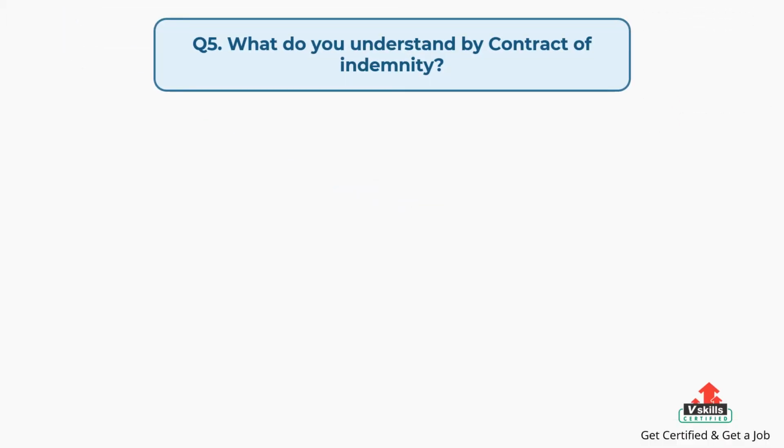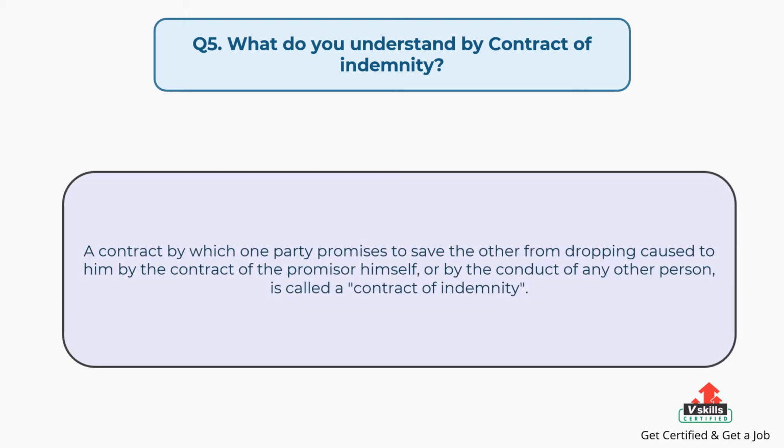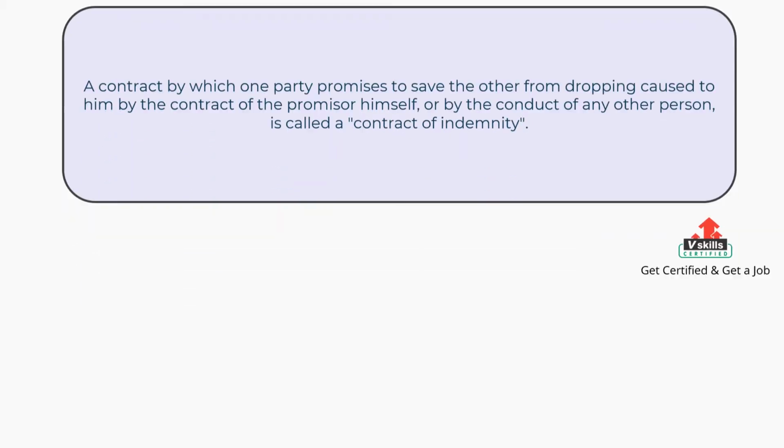Question number 5. What do you understand by contract of indemnity? The answer is, a contract by which one party promises to save the other from loss caused to him by the contract of the promisor himself, or by the conduct of any other person, is called a contract of indemnity.